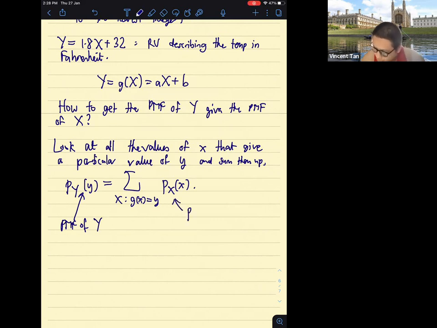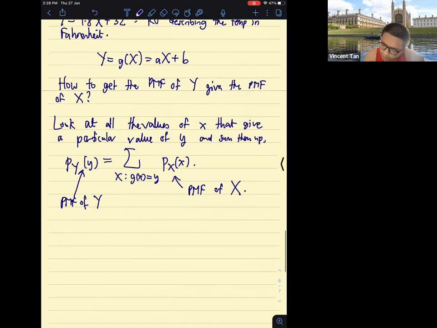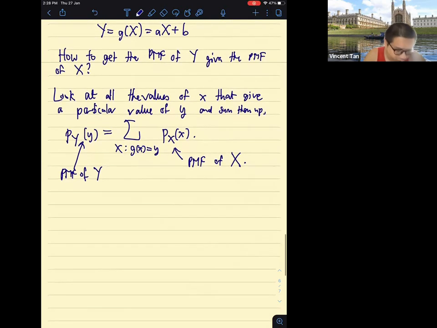We want to know how to use the formula. That is what is important in this particular class, PMF of X. We want to know how to use it, more so than where it comes from and how to derive this sort of thing. It's not so important. So let me give you an example, okay?